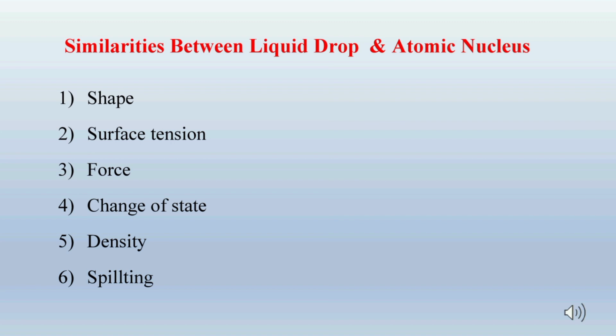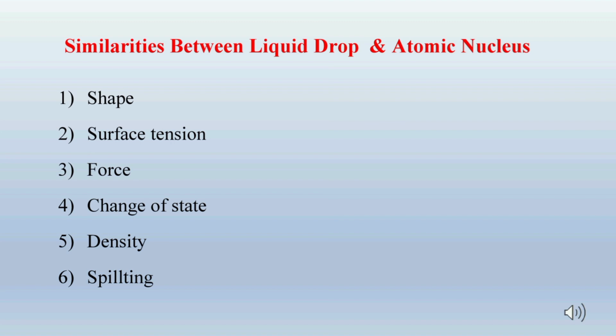The second similarity is surface tension. The force of surface tension acts on the surface of the liquid drop. Similarly, there is a potential barrier at the surface of the nucleus. The third one is density. The density of a liquid drop is independent of its volume, as well as the density of the nucleus is also independent of its volume. The fourth similarity is force.